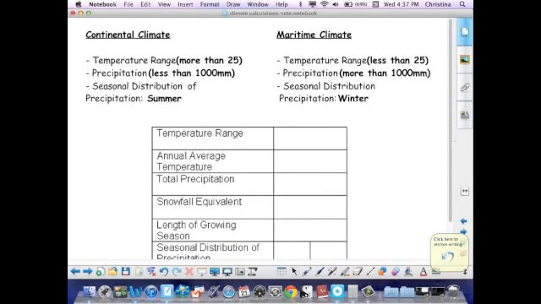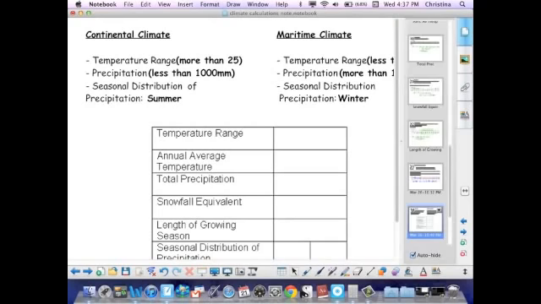All right, so in determining whether an area is a continental climate or a maritime climate, what you need to do is take your temperature range, your precipitation, and your seasonal distribution, and have a look at them. If two of the three weigh heavily in one way or the other, then that is going to be that area. Okay, so let's have a look.